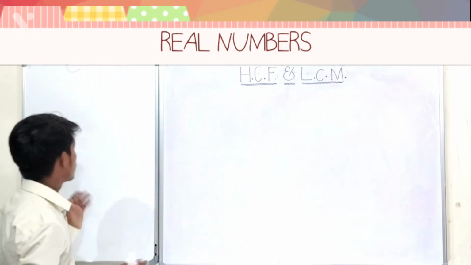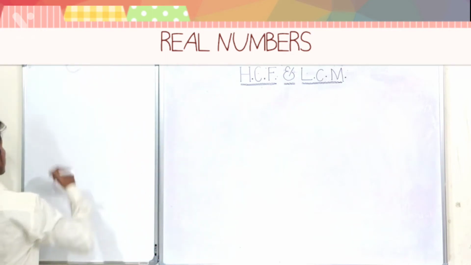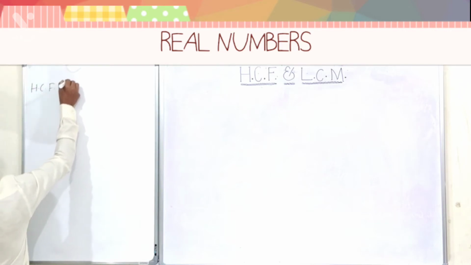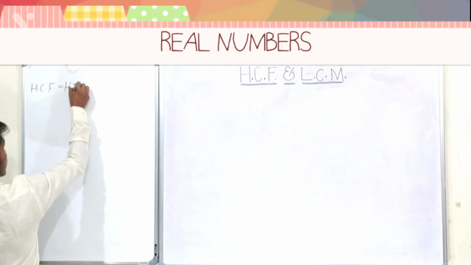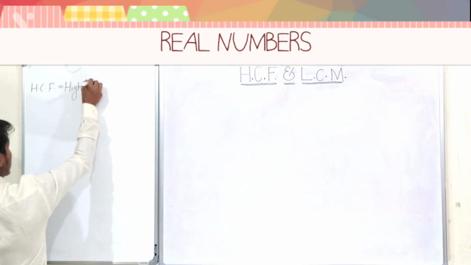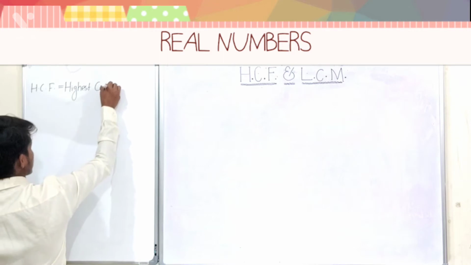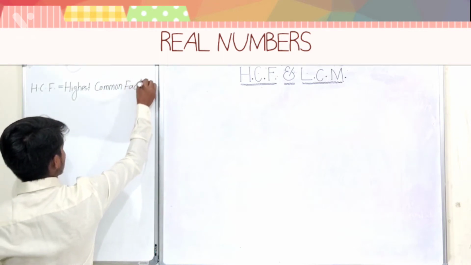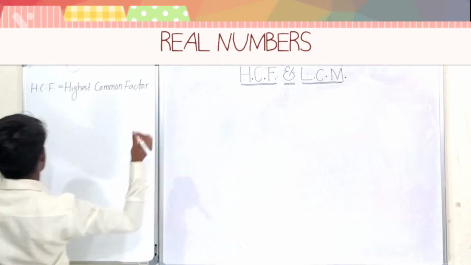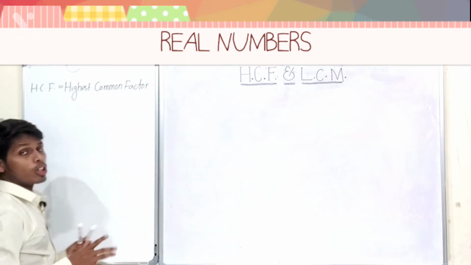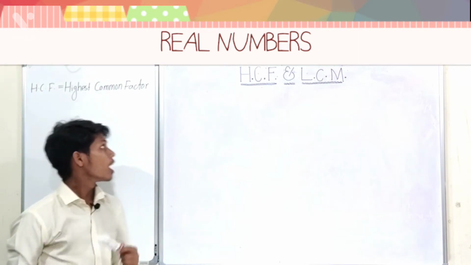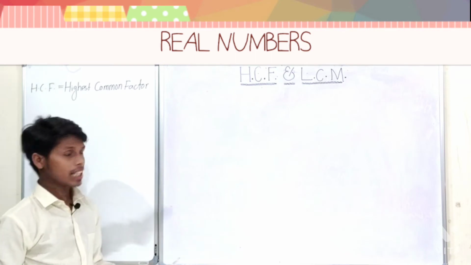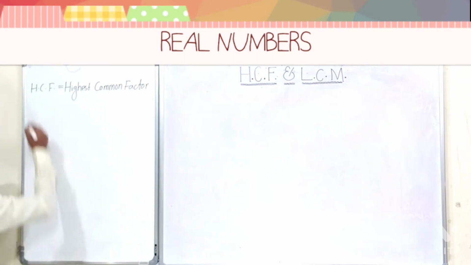At first let me write the full forms of HCF and LCM. I know you all know, still let me write again. HCF means highest common factor. So when we need to calculate HCF, we just need to find out the common factors of the given numbers or integers. Then we have to find out which common factor is the highest. That's the HCF.